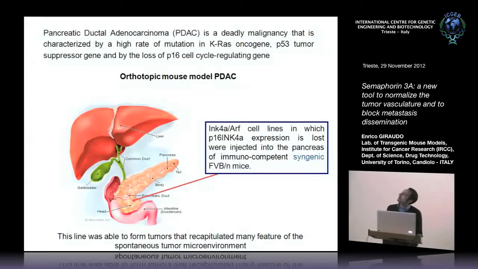These cell lines, lacking the tumor suppressor P16, are injected directly into the pancreas. These mice develop, in a time frame of 5-6 weeks, an invasive tumor and develop metastasis to the liver. So it's a suitable model to test the efficacy of CIMA-3A in inducing a reduction of metastasis formation. It can also better recapitulate the contribution of the microenvironment in this effect.